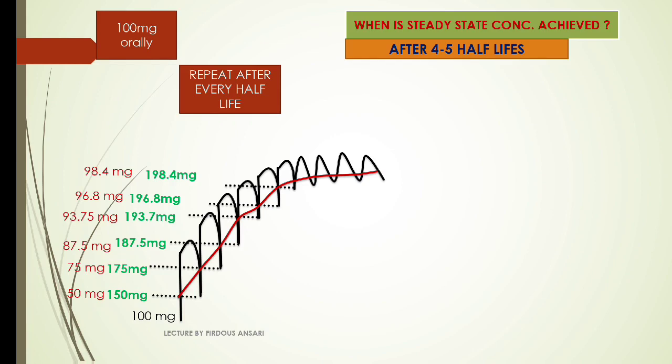So suppose you have a drug that has a half life of 2 hours, and you want to maintain a steady state concentration of that particular drug. After 4 to 5 half lives, around 10 hours, you can get a steady state concentration of that particular drug. Okay, so a steady state concentration can be achieved after 4 to 5 half lives of the drug.